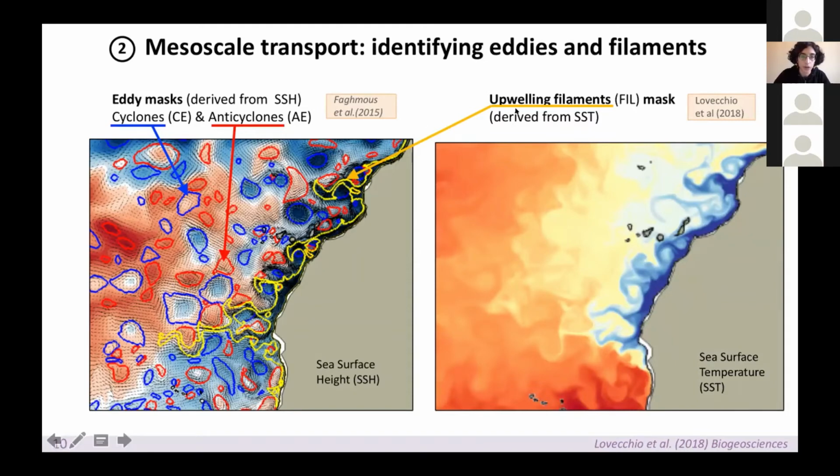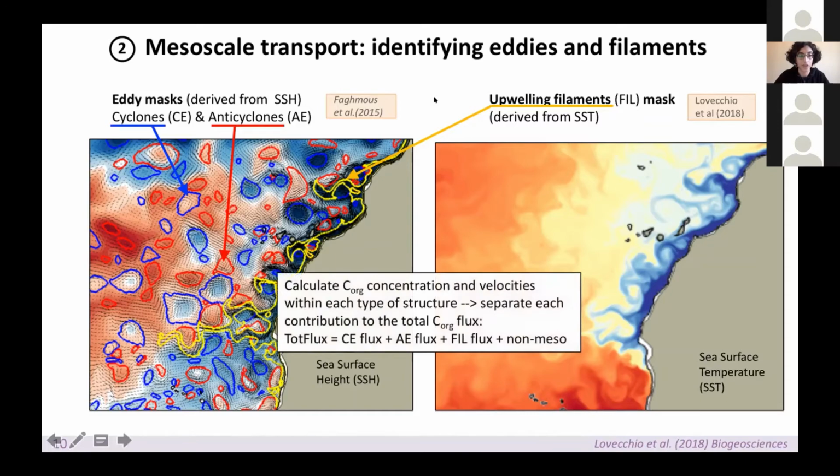In order to identify the upwelling filaments, we actually used a sea surface temperature algorithm that was developed during this study. So once we know the outer boundary of each of these structures, and so the area within each structure, we can calculate the flux carried separately by each of these types of structures by multiplying the organic carbon concentration and the velocities in each of these. So the total flux is basically the sum of the cyclonic eddy flux, anticyclonic eddy flux, filament flux, and all the rest, the non-mesoscale flux. And this is how I'm going to decompose the total flux in the next slide.